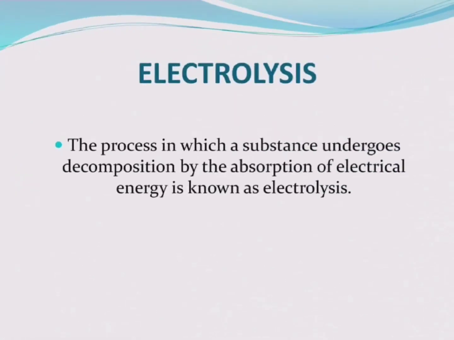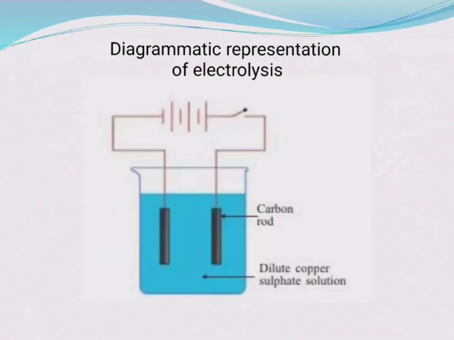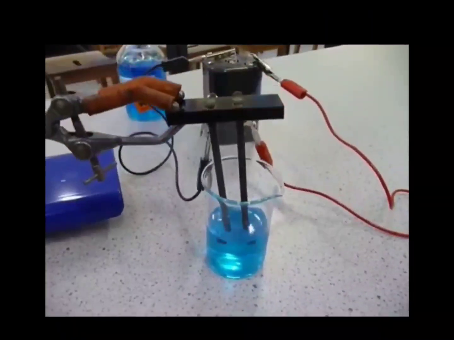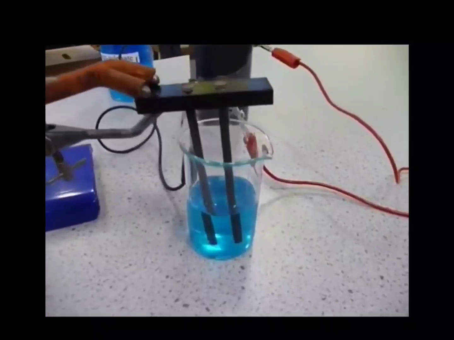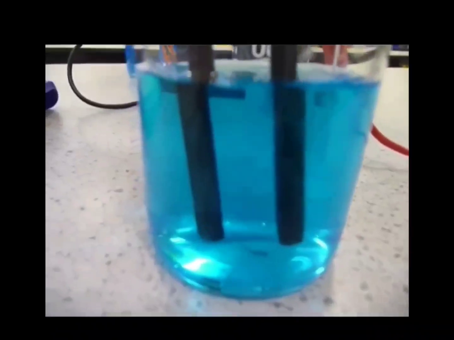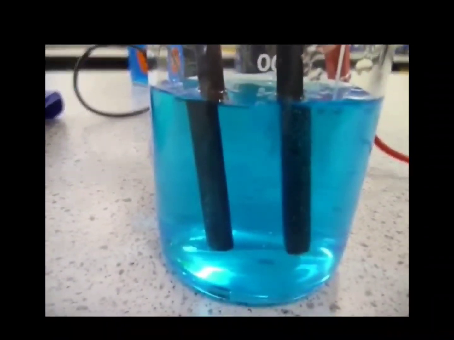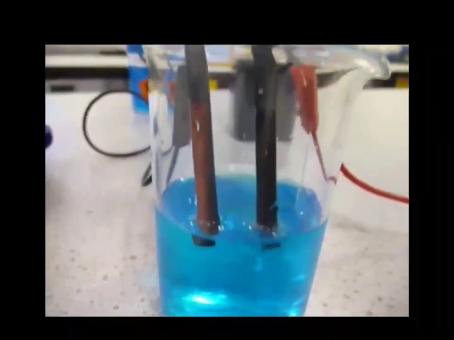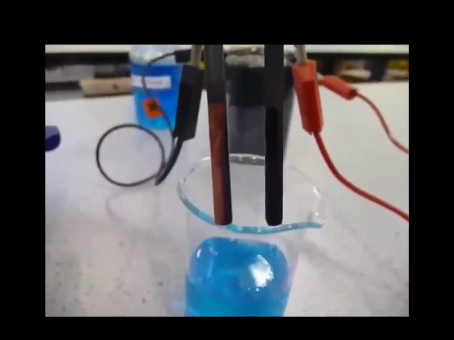The first one is electrolysis. The process in which a substance undergoes decomposition by the absorption of electrical energy is known as electrolysis. A diagrammatic representation of electrolysis is given. Here we have taken a solution of copper sulfate as the electrolyte and 2 carbon rods as electrodes. When electricity is passed through the setting, we can see that a reaction is happening there. After passing electricity for some time, we can see that the copper gets deposited at the cathode.